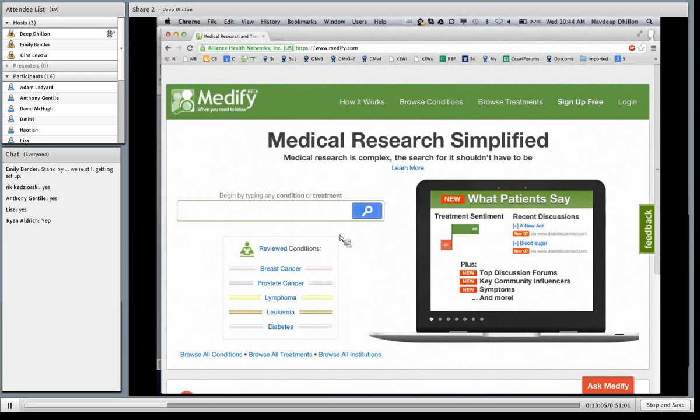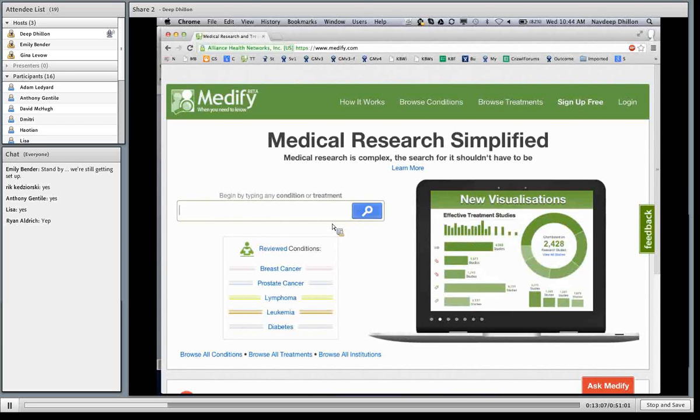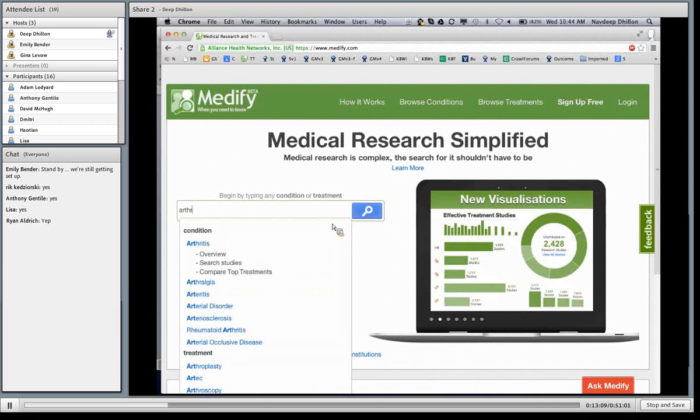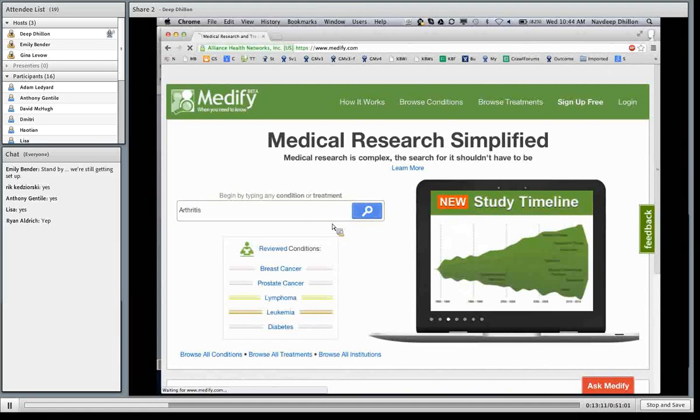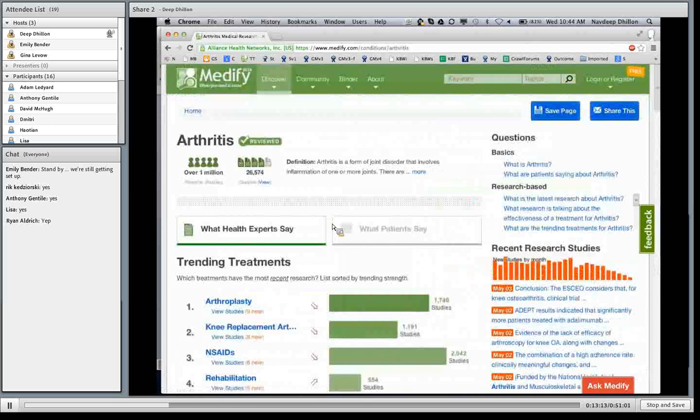All right. So this is a high-level Medify entry point. Oftentimes users enter with a treatment or condition, so I'll go ahead and start off by jumping into a particular condition. I'll point out some things on the site, and then later on when we jump algorithmically, I'll point out how things are happening in context.